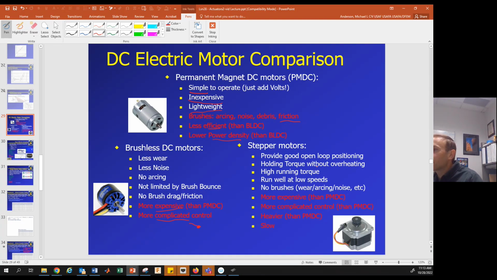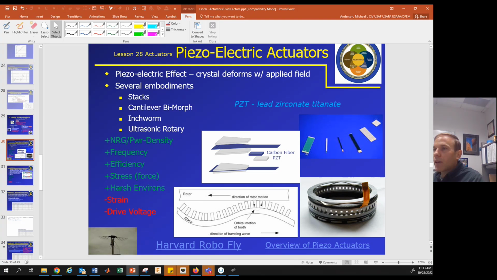And then we have stepper motors. These you're going to choose if you want to be able to do position control, and you need to be able to hold a torque at a certain position without it overheating. Okay, so those are the situations where you're going to use a stepper motor. You're usually not comparing a stepper motor to one of these other 2 types of motors because they're so different and the application of them is so different. Okay, so that's all we're going to say about electric motors.